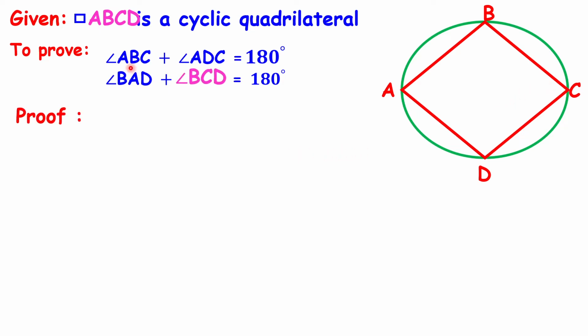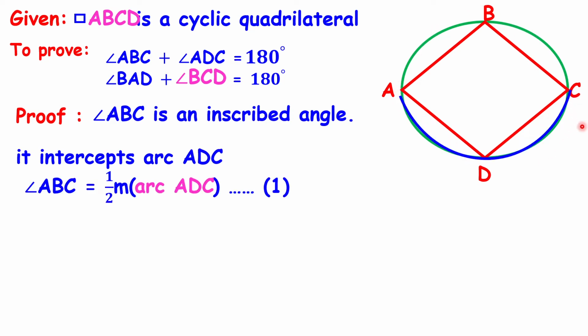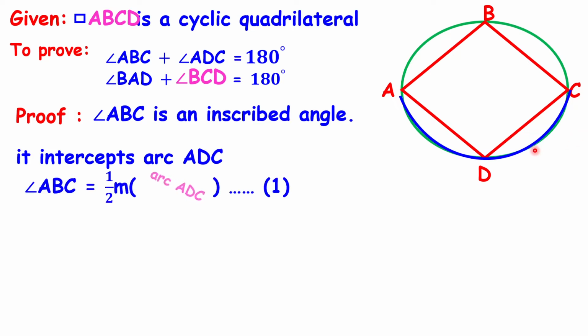Proof. First, we have to find out the measure of angle ABC. Vertex of angle ABC lies on the circle. Therefore, angle ABC is an inscribed angle and it intercepts arc ADC. Therefore, measure of angle ABC is equal to 1/2 into measure of arc ADC. This is equation number 1 by inscribed angle theorem.